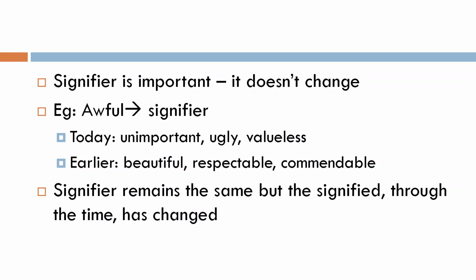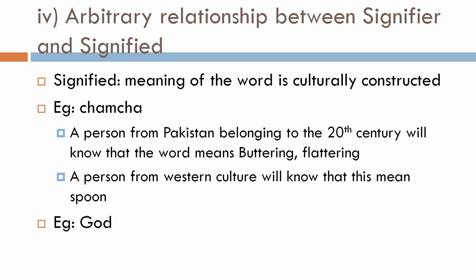Okay. So the signified changes according to the time, according to the people, according to the culture. But the signifier remains the same. Signifier means it's a word, it remains the same. But the meaning, that is the signified, differs. Through the time, it is changing. Through the culture, it is changing. What is the arbitrary relationship between signifier and the signified? This means the mental concept you have is culturally constructed. Signifier remains the same, but the signified is culturally constructed.